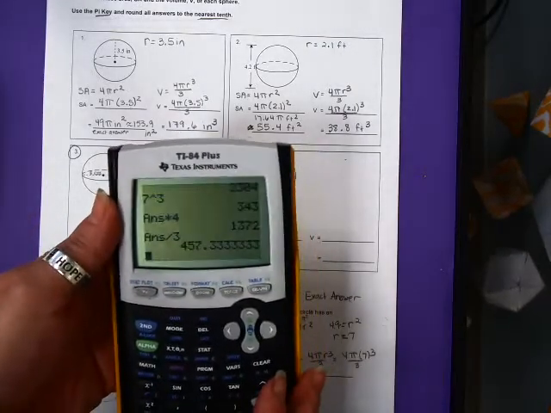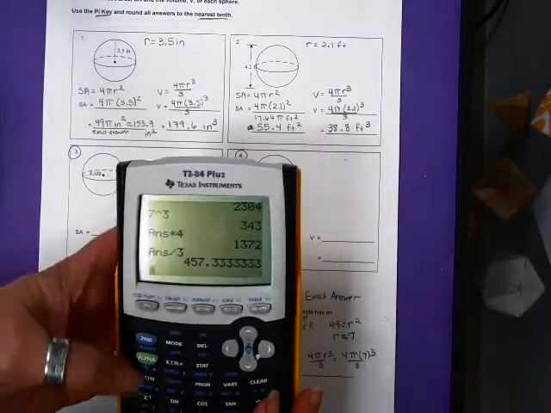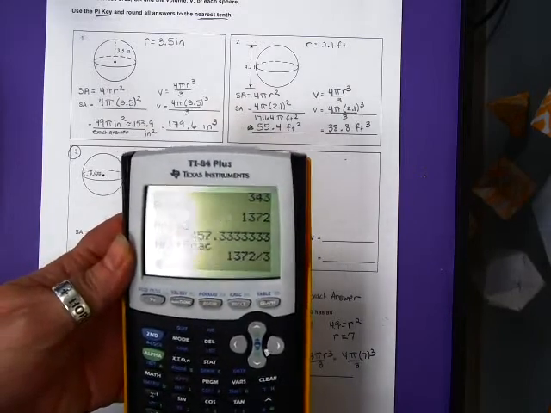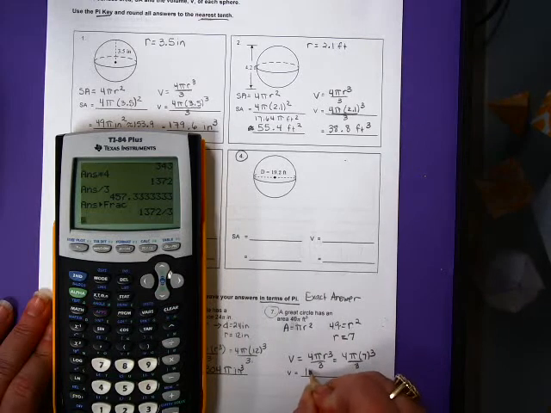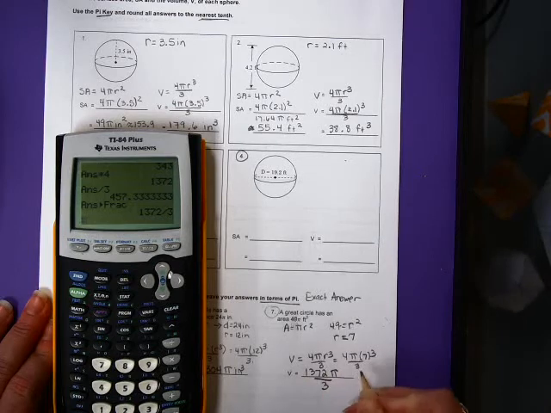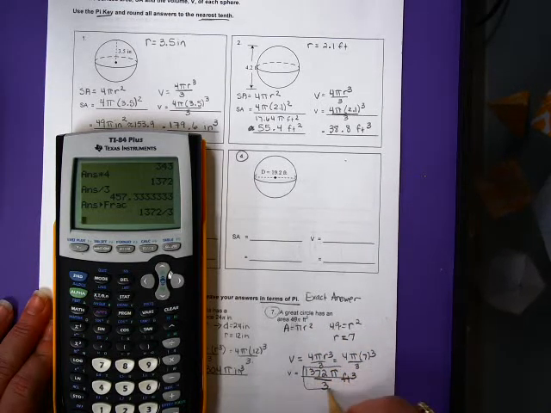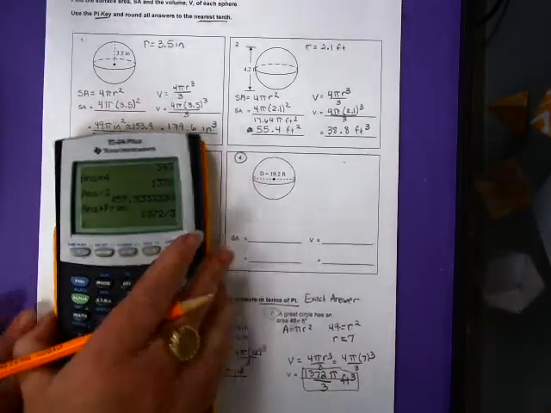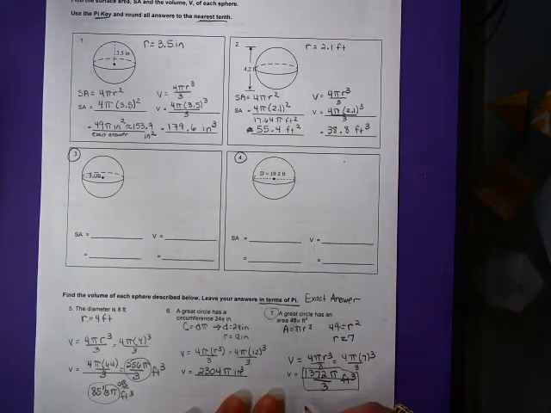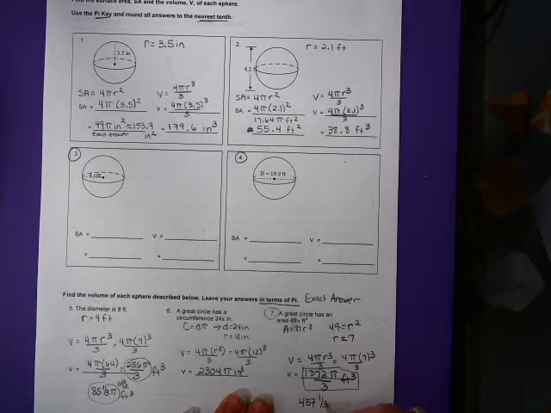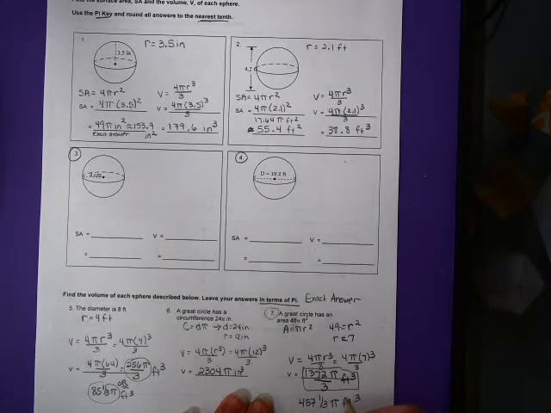So, there you can see it. So, I want to hit math, enter, enter, so it doesn't reduce. So I'm going to leave it as 1,372 pi divided by 3, and then make sure you put feet cubed. So there's my answer right there, my exact answer. And yes, of course, if you wanted to write this as a mixed number, it would be 457 1/3 pi feet cubed. So either or.